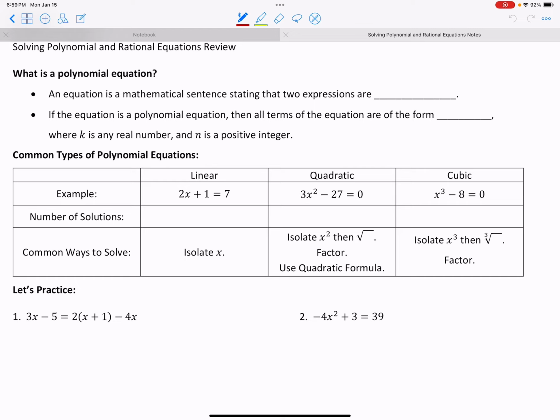Hello, welcome to a review of solving polynomial and rational equations. So we know an equation is just a mathematical sentence stating that two expressions are equal to one another. But what is it that makes the equation a polynomial equation?